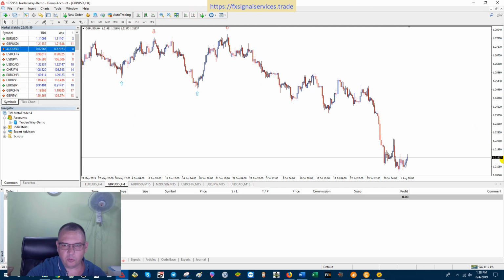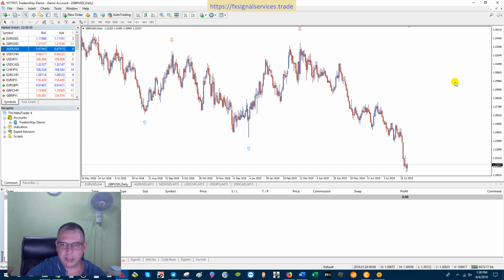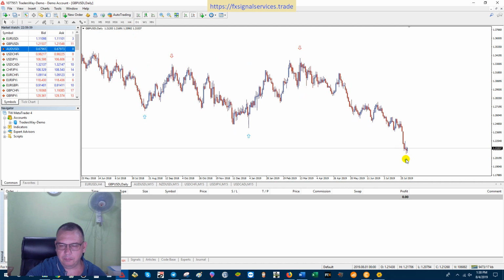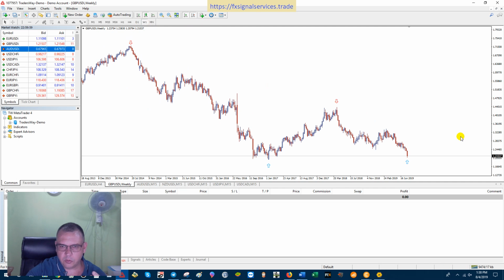If we look at the H4, we see that it's definitely going to an uptrend, right? And the daily as well. Daily is showing up, and the weekly is showing up. So this also signifies that long term, this will be going up.